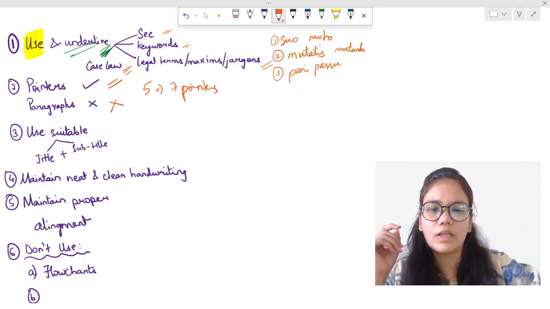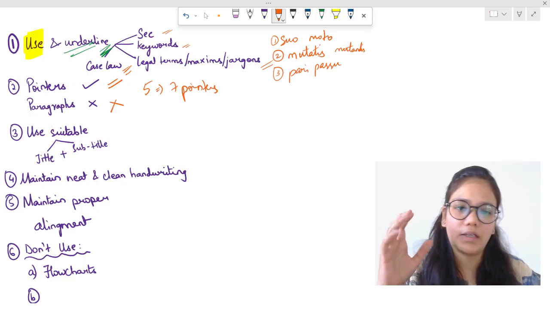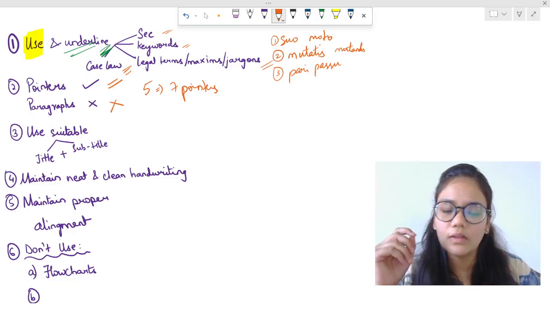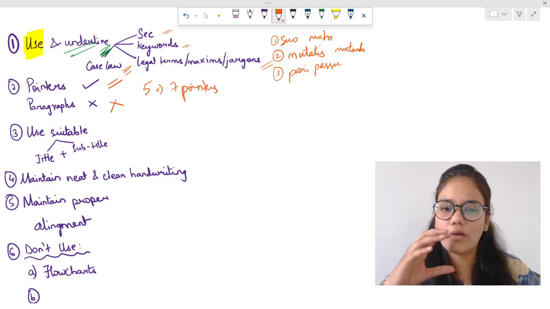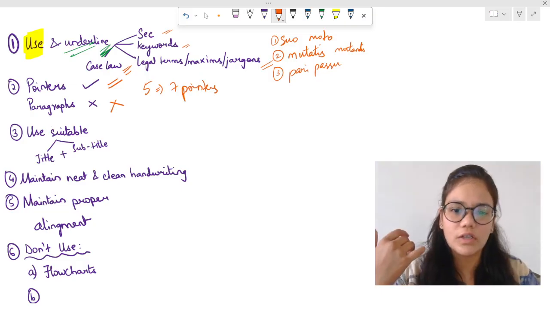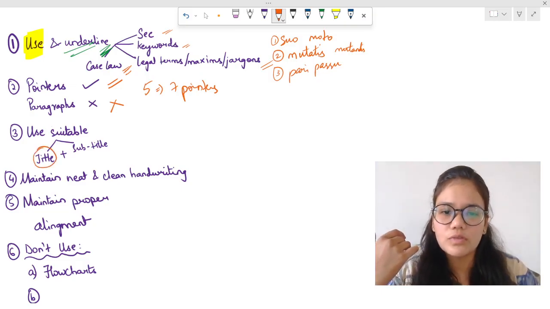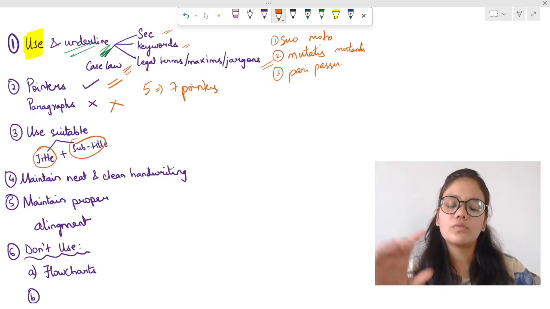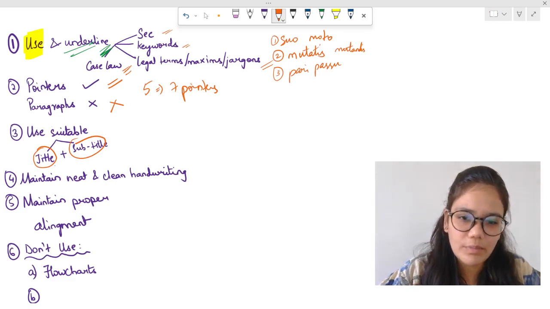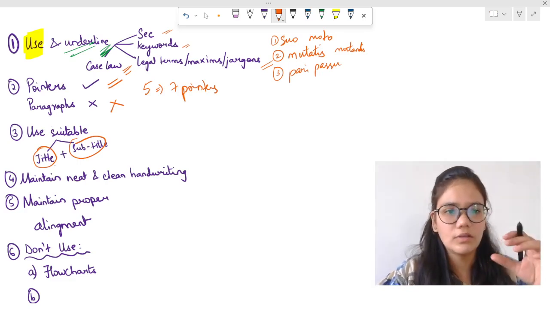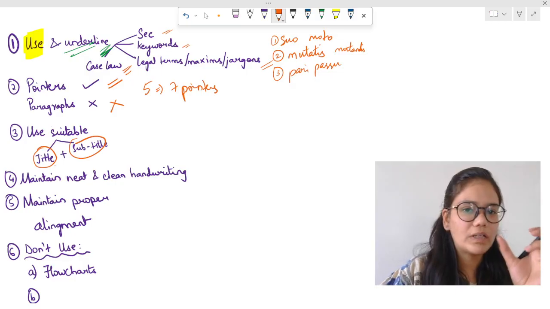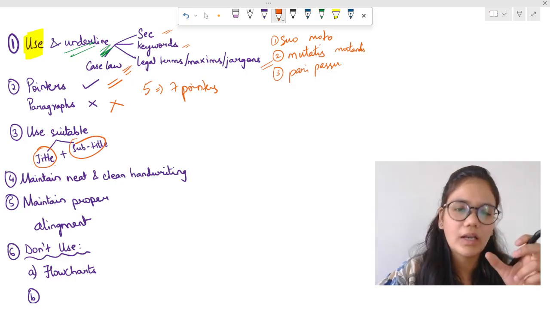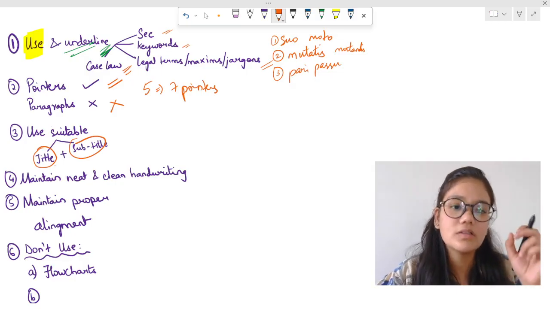ठीक है? Next, use suitable title and subtitle. In your textbooks you have a lot of titles etc. which are given. Ensure that you copy paste those titles and subtitles. Now subtitle is fine, title में सबसे पहले if you're writing an answer, divide it into proper headings, use proper headings and then write the titles and subtitles.